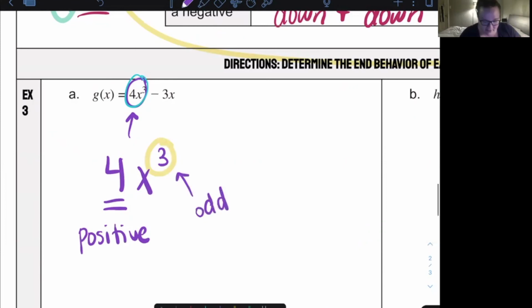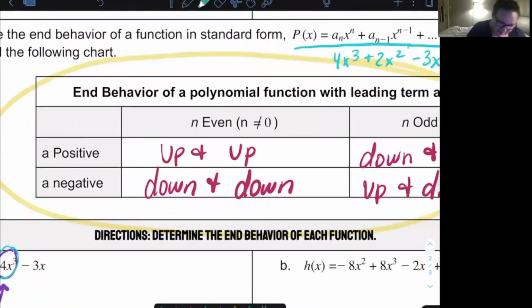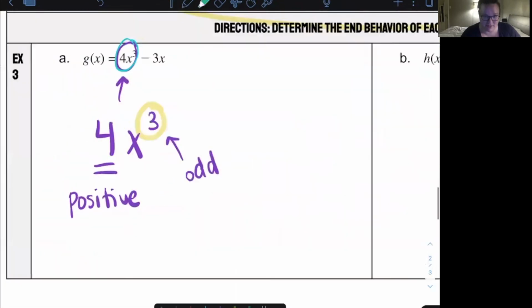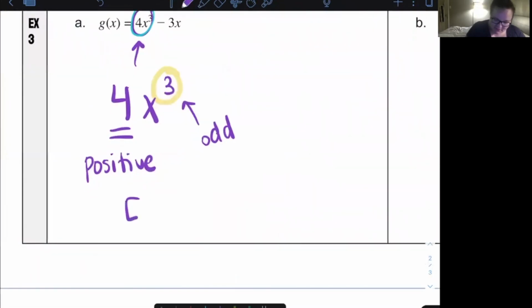So we're going to look back up at our chart. We're looking for positive and we're looking for odd. Well, if it's positive and the degree is odd, our end behavior will be down and up. So my end behavior is down and up.